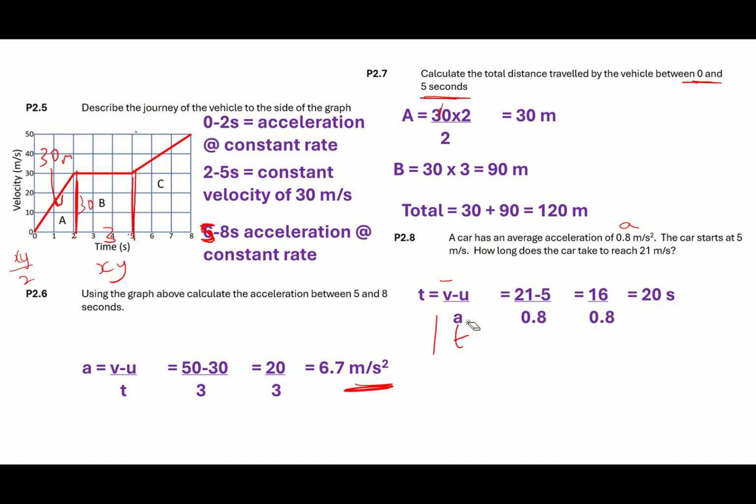So if I just rub that out, write it a little bit neater underneath. So a, v minus u over t, and you can see what's happening. So final speed 21, it's going in there. It started at 5, that's going on there. Take those two away, 16. And my acceleration goes underneath, 20 seconds. And I'm going to stop there.